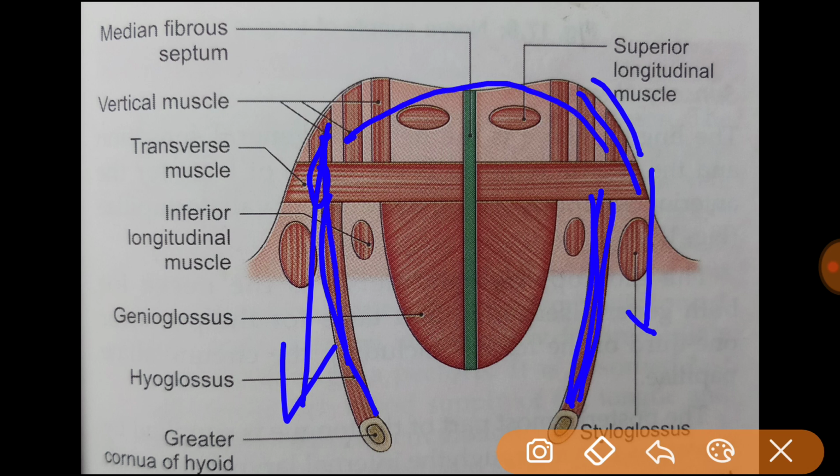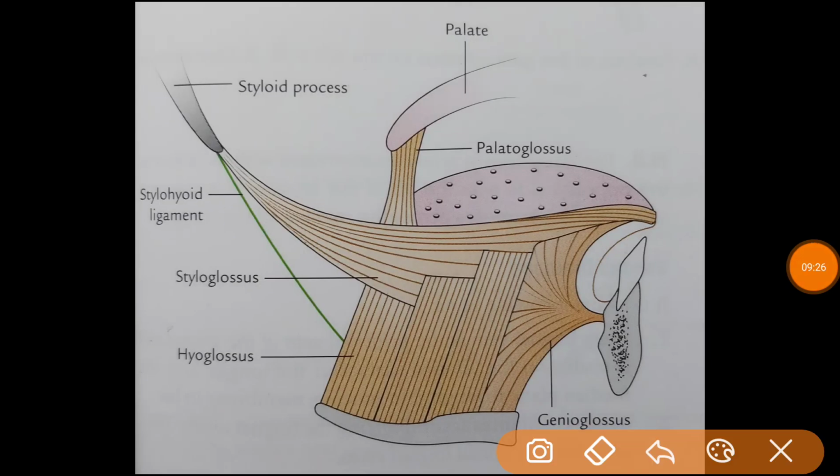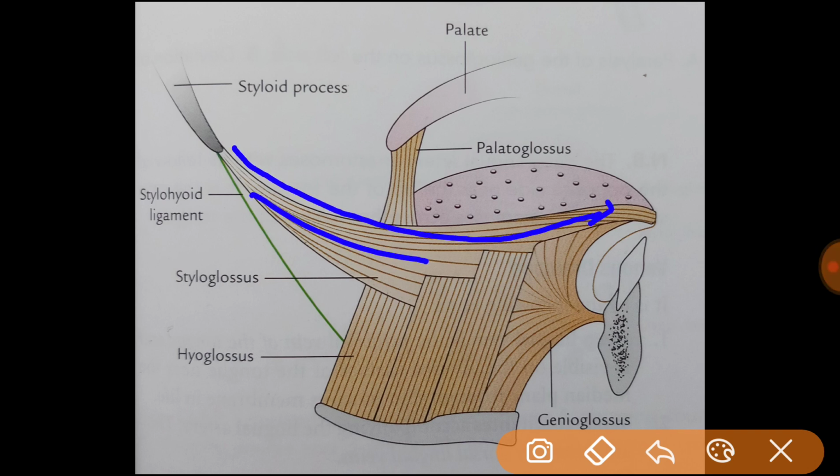Okay. Next, the styloglossus. Due to its arrangement like that here in the diagram, after pulling, the size of the tongue becomes smaller and shorter. The length of the tongue becomes shorter, so it draws the tongue inside.